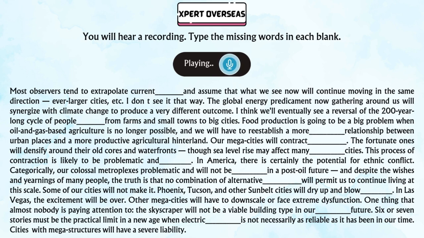Some of our cities will not make it. Phoenix, Tucson, and other Sunbelt cities will dry up and blow away. In Las Vegas, the excitement will be over. Other megacities will have to downscale or face extreme dysfunction. One thing that almost nobody is paying attention to: the skyscraper will not be a viable building type in our energy-scarce future. 6 or 7 stories must be the practical limit in a new age when electric supply is not necessarily as reliable as it has been in our time. Cities overburdened with megastructures will have a severe liability.